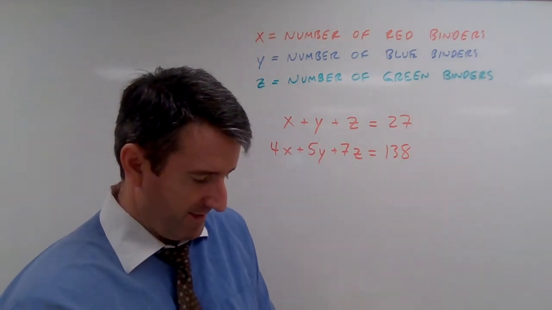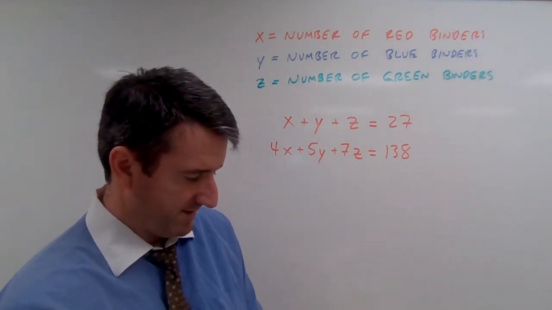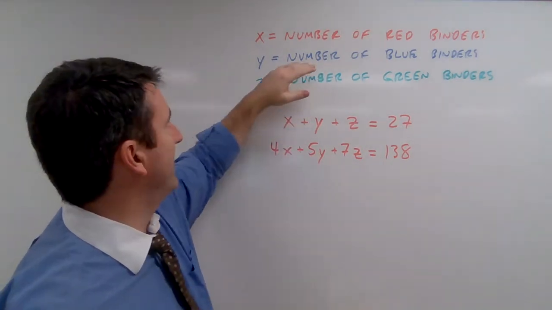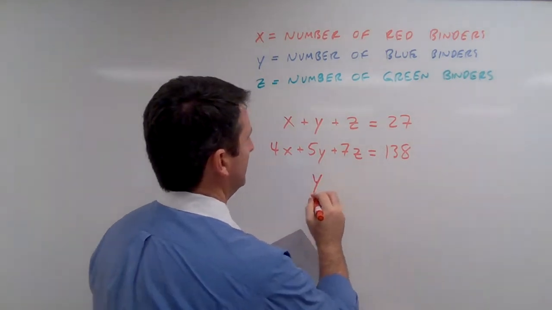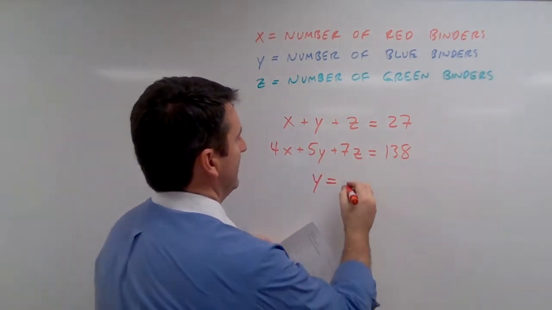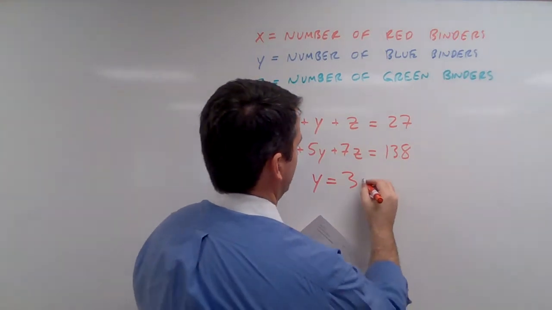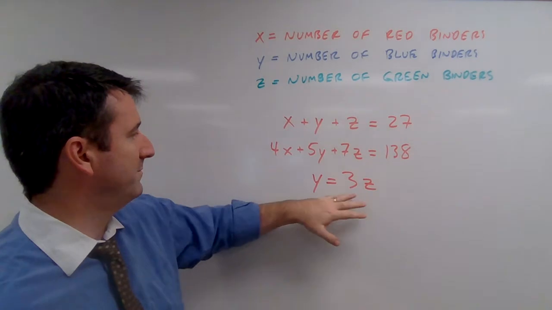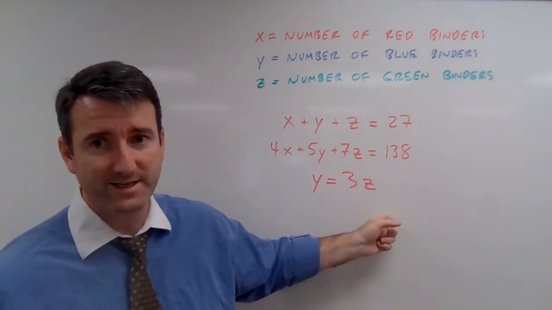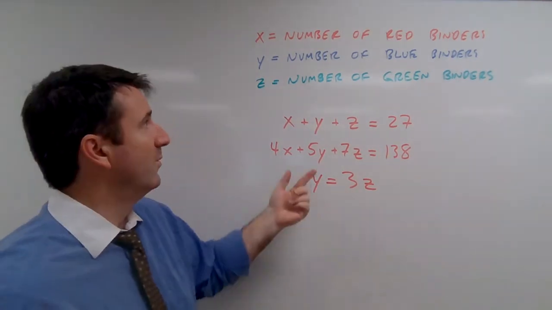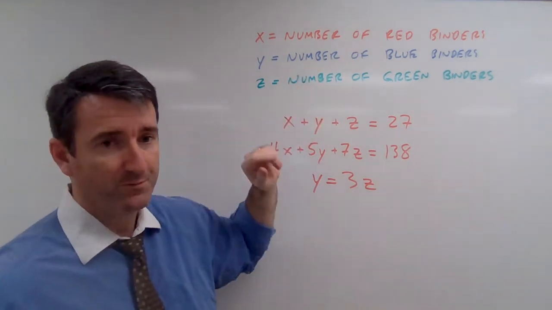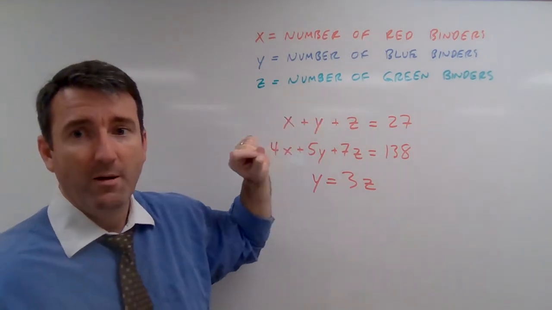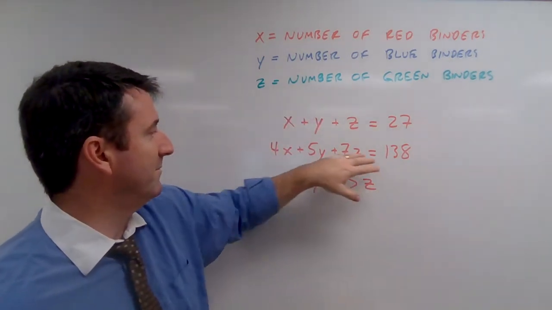And the third equation is going to come from the fact that we bought 3 times as many blue binders as green binders. So the number of blue binders is Y. So the number of blue binders is 3 times the number of green binders. Be careful with this third equation. People tend to write this as 3Y equals Z because they want to put the 3 with the bigger number, Y, since there are more blue binders than green binders, but it's got to be written this way.